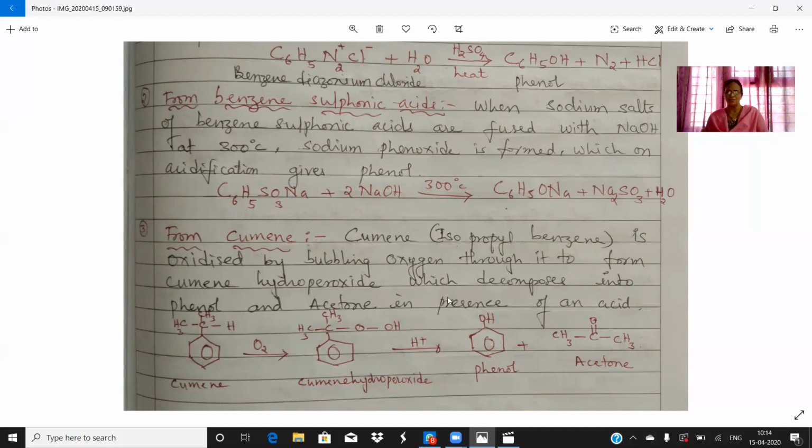Cumene, what is cumene? Cumene is nothing but isopropyl benzene. That is, this is isopropyl group which is added to benzene ring. Then we get cumene. Cumene, when it is treated with oxygen or when oxygen is bubbled through this, we get cumene hydroperoxide. This on acidification, that is to this, when we add acid, we get phenol.